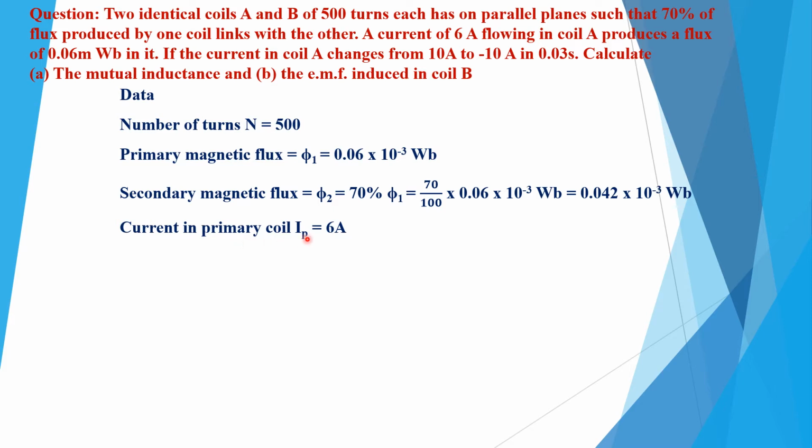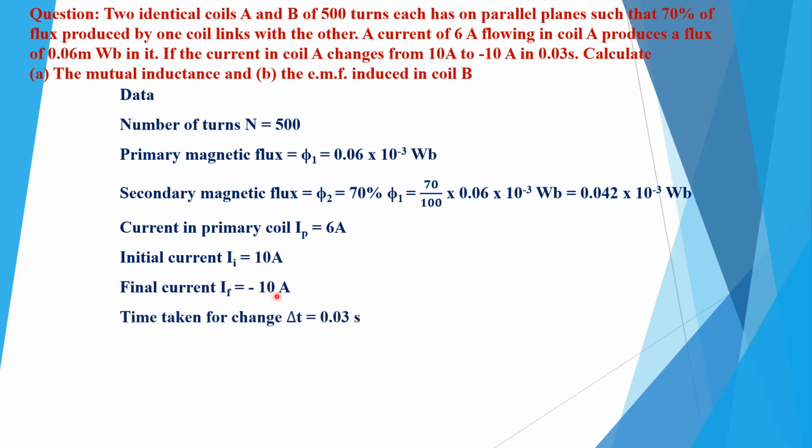Current in the primary coil I sub P is equal to 6 amperes, the initial current is equal to 10 ampere, the final current is equal to minus 10 amperes, and the time taken for the change, delta T, is equal to 0.03 seconds. We have to calculate the mutual inductance and the EMF in the secondary coil, coil B.